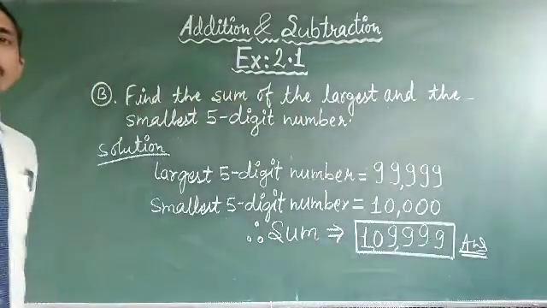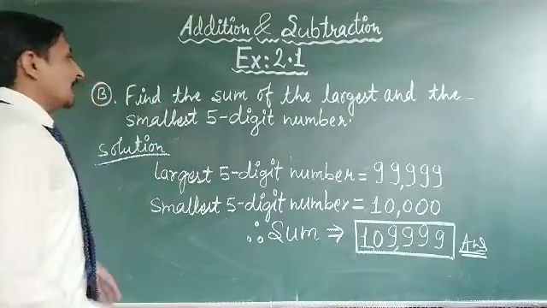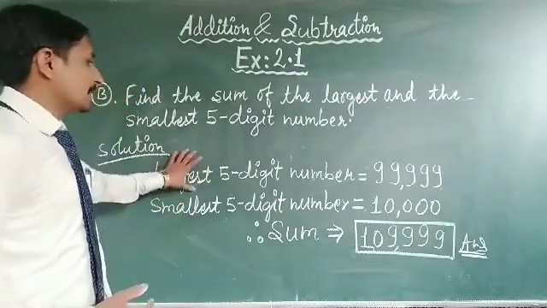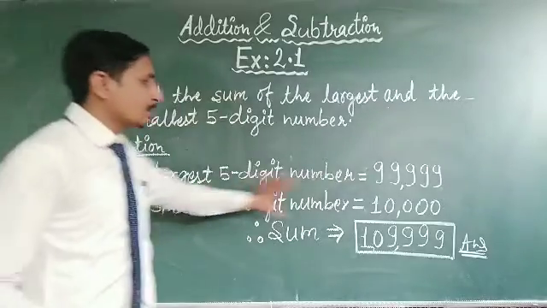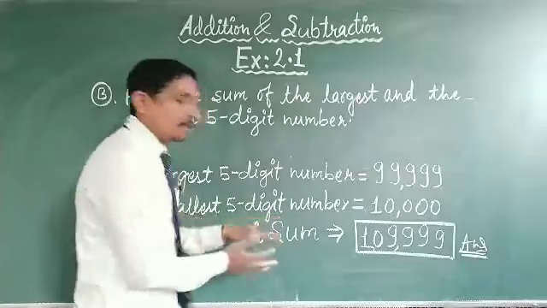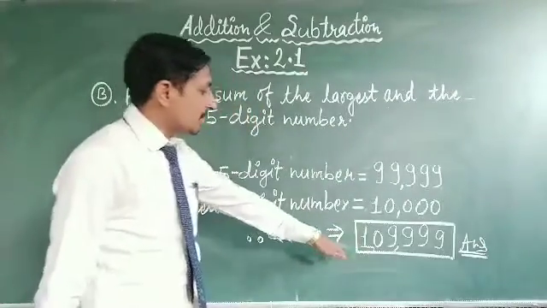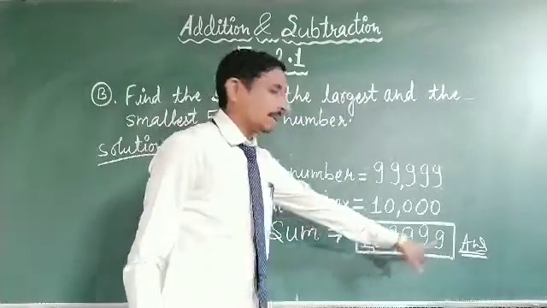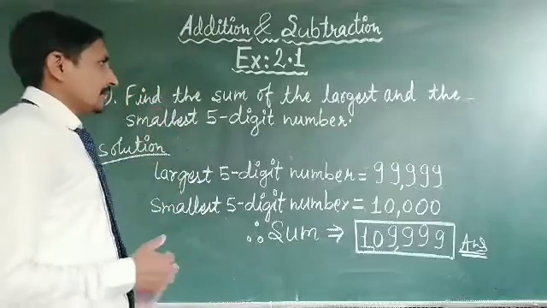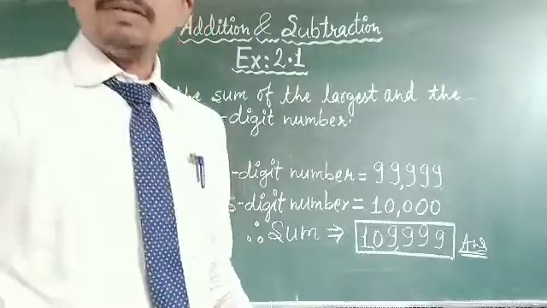So in this way we can easily find the sum of largest and smallest 5-digit number. First we have to mention both the numbers, largest 5-digit number and smallest 5-digit number. Then we have to add both of them because we have to find sum. Finding sum means we have to add the numbers. Then when we added, we got the answer 1,09,999. So in this way you can easily add largest 5-digit number and smallest 5-digit number.